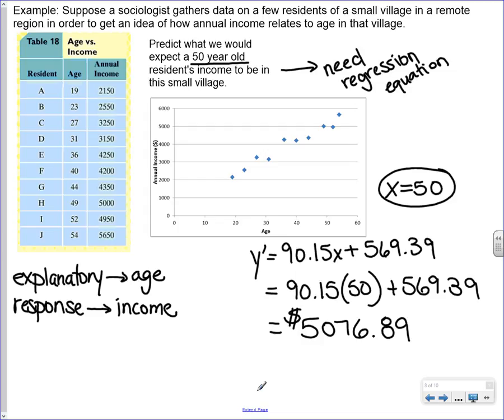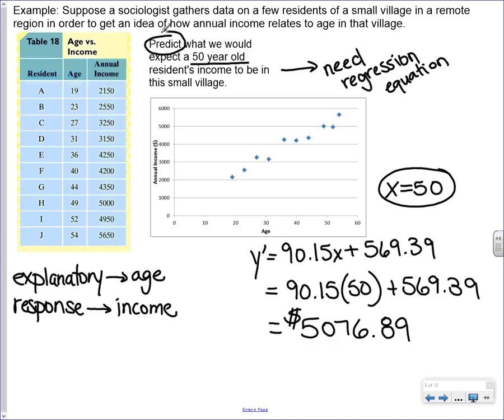Okay, so doing another regression equation. This is the one I think I just did over in Excel. That's the data set that I had. So for this, we want to know what would be a 50-year-old resident's income in this small village? What would we predict it to be?